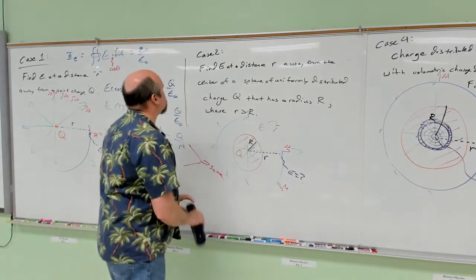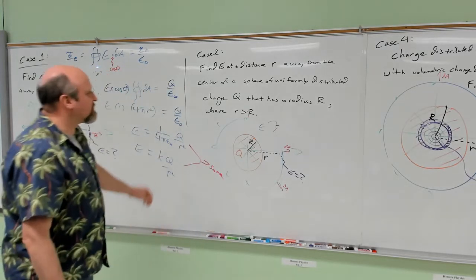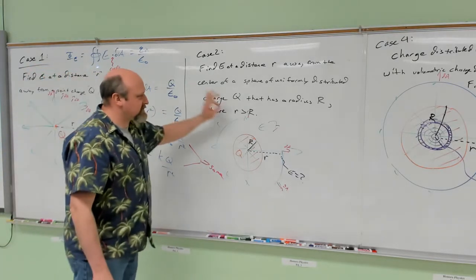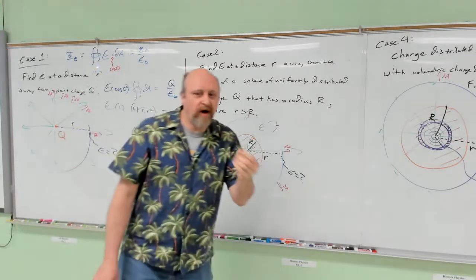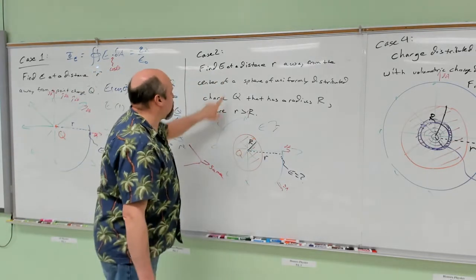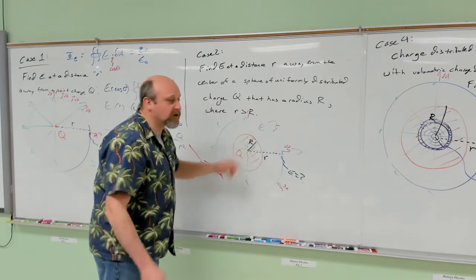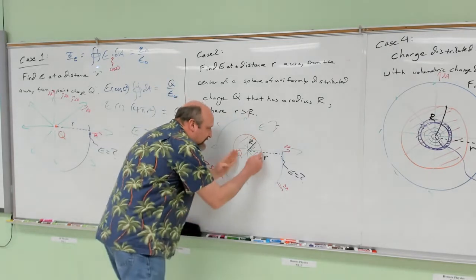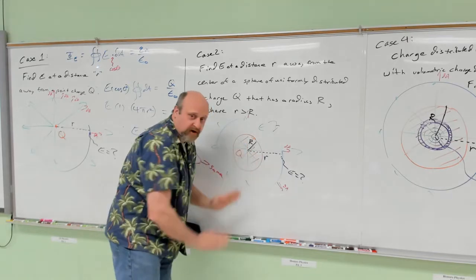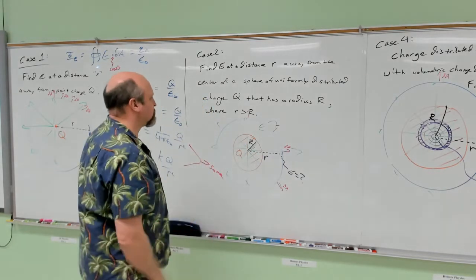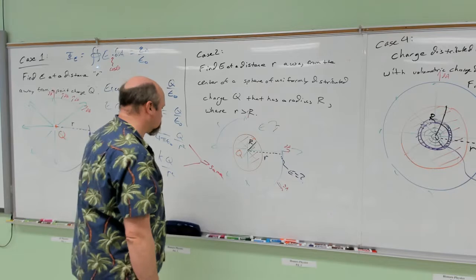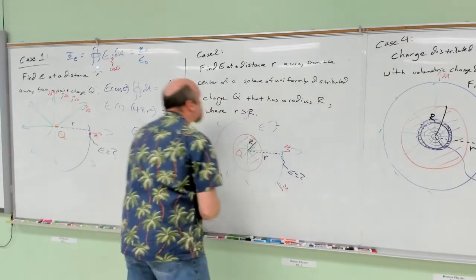So now I'm going to have to slide this over. You say the next case is going to be, hey, same setup, but now what if I want to find the electric field strength for this, but what if r was less than R? In other words, what if r is inside that sphere of charge? That's going to be a little trickier. So I'm going to call this case 3.